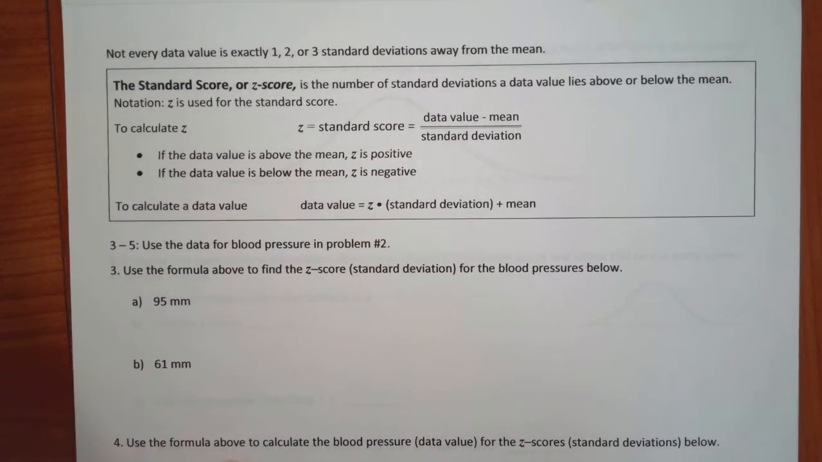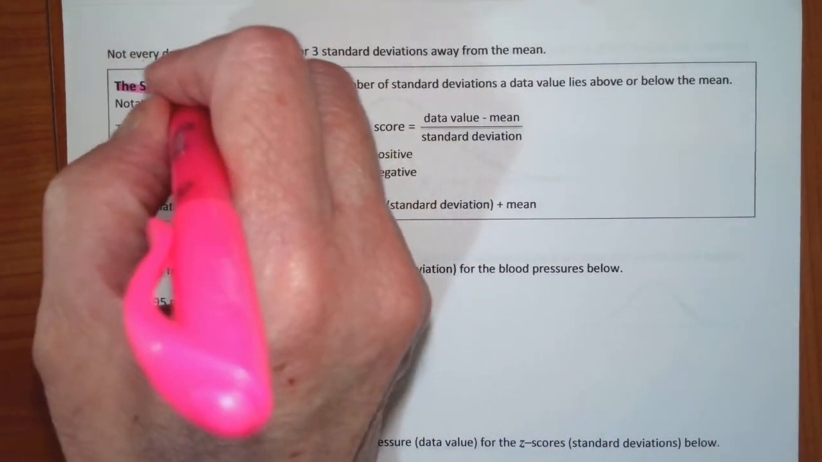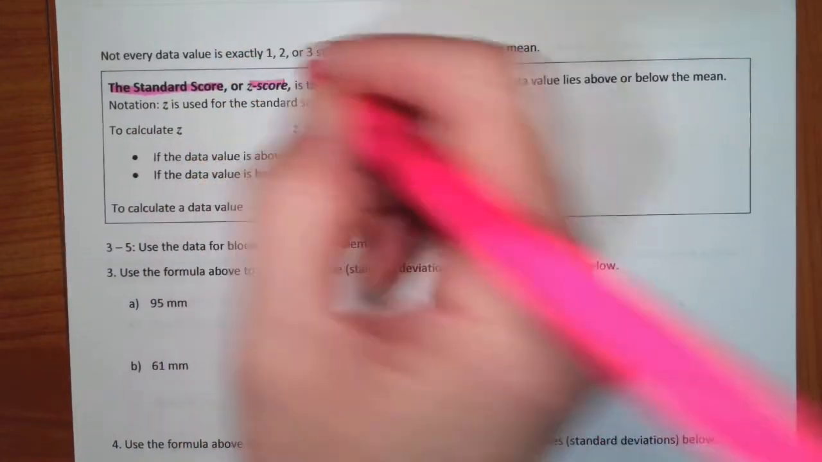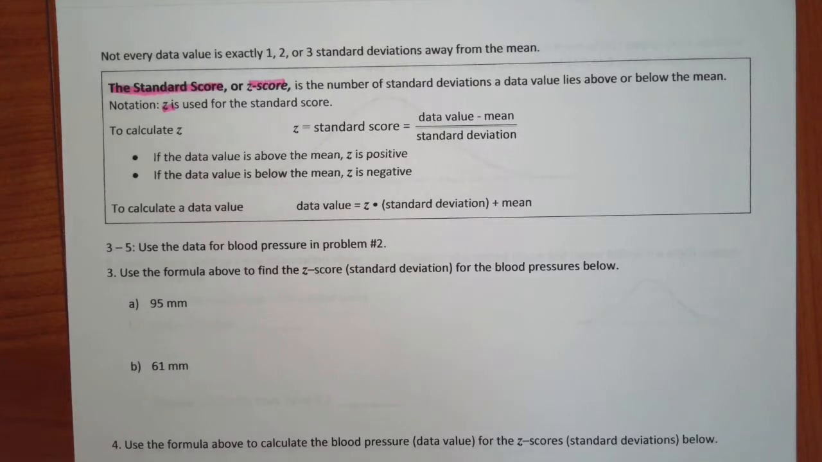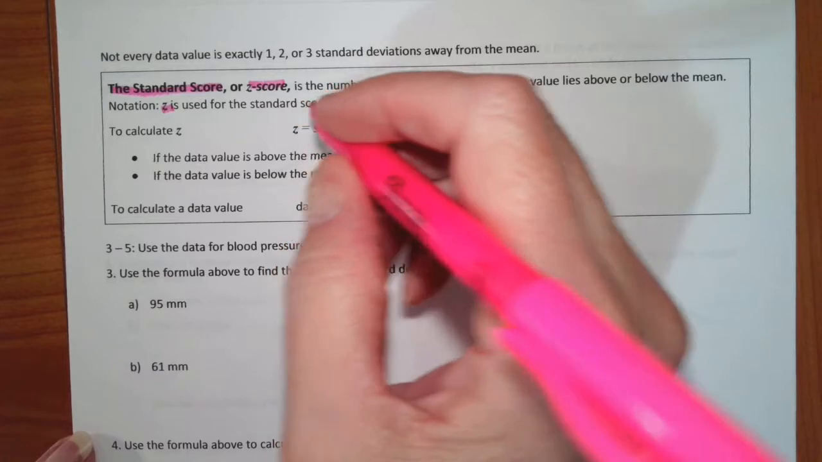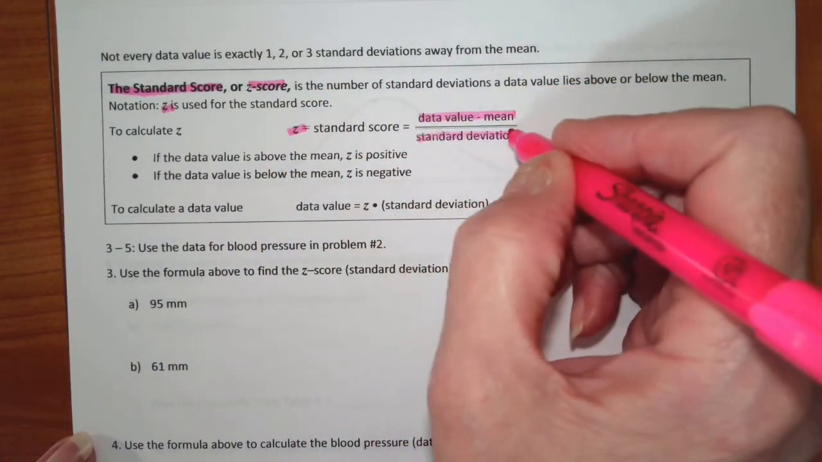Let's continue on with this. We just did an example where we found a data value that was not exactly 1, 2, or 3 standard deviations from the mean. But we can find that. It's called the standard score, also known as the z-score, which we just use the initial z for. Okay, so to find the z-score, we take the data value minus the mean divided by the standard deviation.